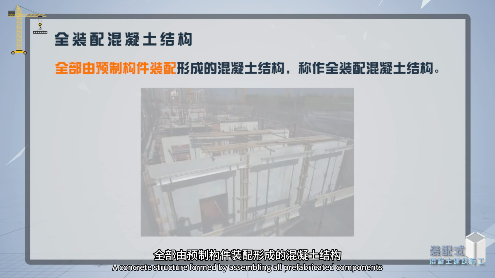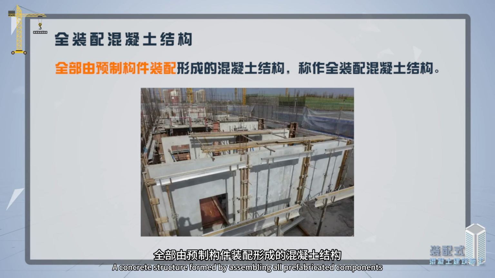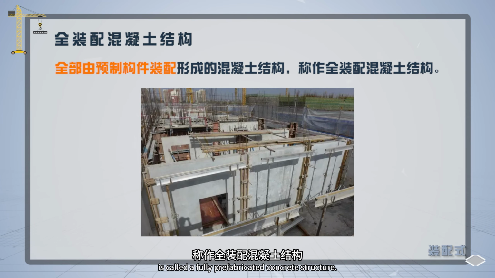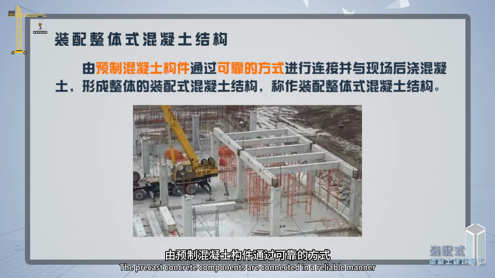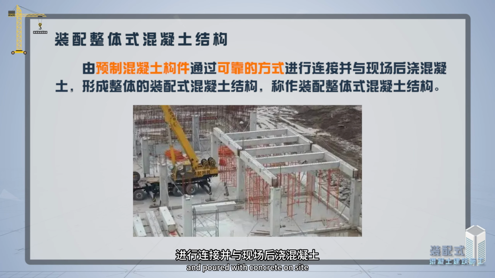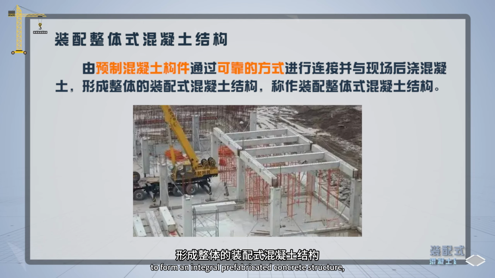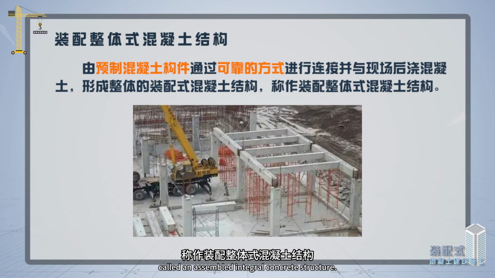A concrete structure formed by assembling all prefabricated components is called a fully prefabricated concrete structure. The precast concrete components are connected in a reliable manner and poured with concrete on site to form an integral prefabricated concrete structure, called an assembled integral concrete structure.